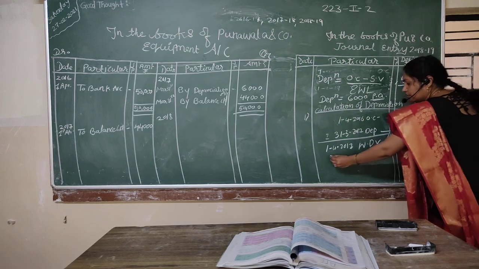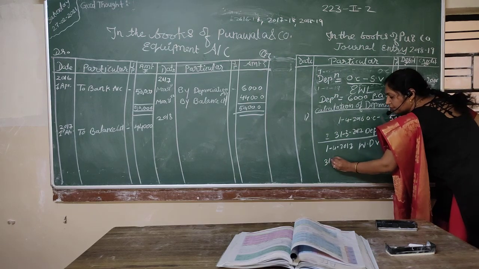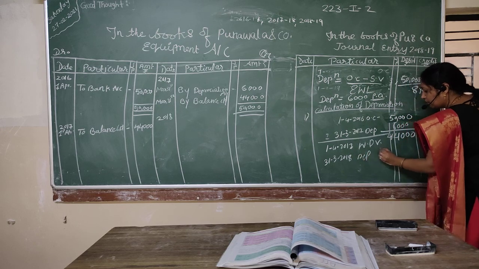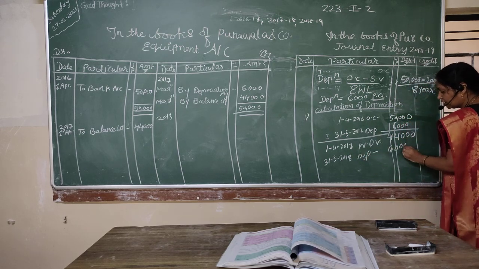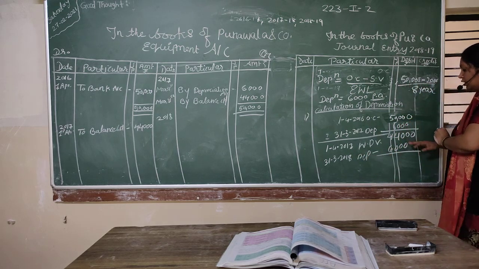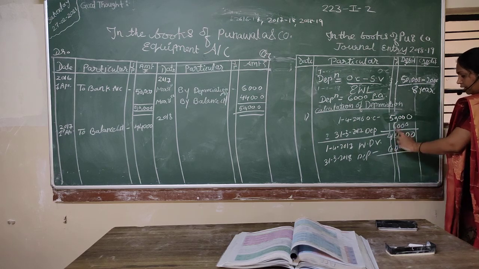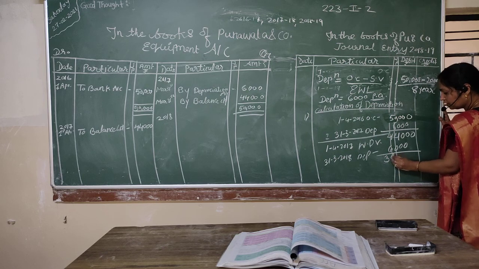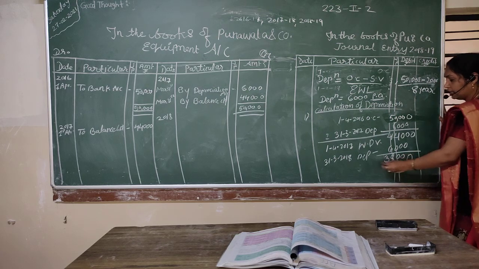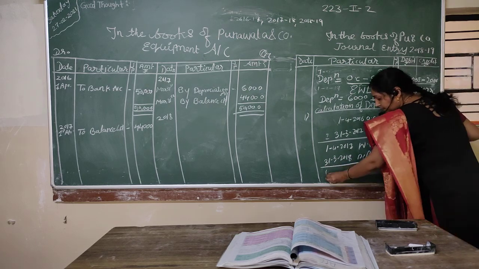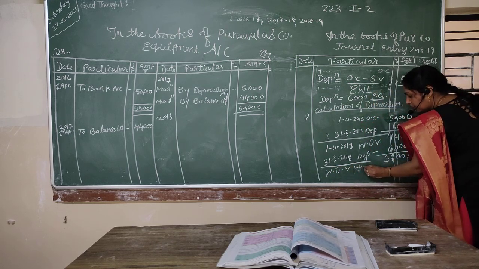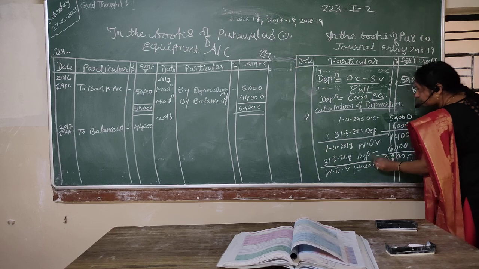The next year will be closed on 31st March 2018, and the depreciation will be the same, 6,000. So we deduct 6,000 from this, and we get 38,000 as the written down value on 1st April 2018.